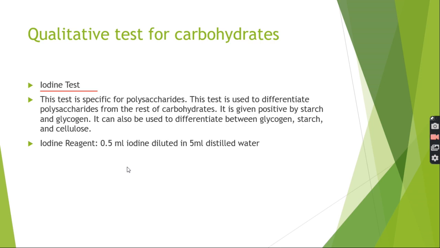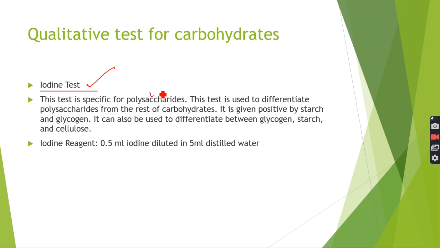If you test negative for Fehling's, what do you do? You do the iodine test. I'm sure everybody remembers the iodometric titrations which you might have done, and in many places we use starch as the indicator. Basically it is the same reaction we are doing. Starch and iodine react together to give a blue-black colored complex.